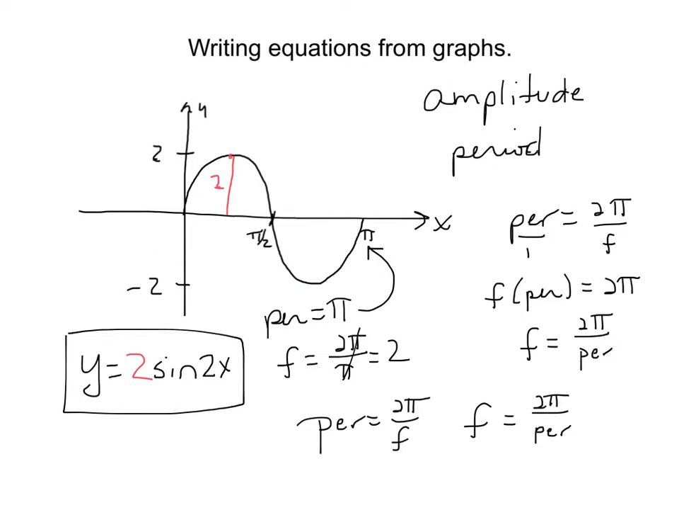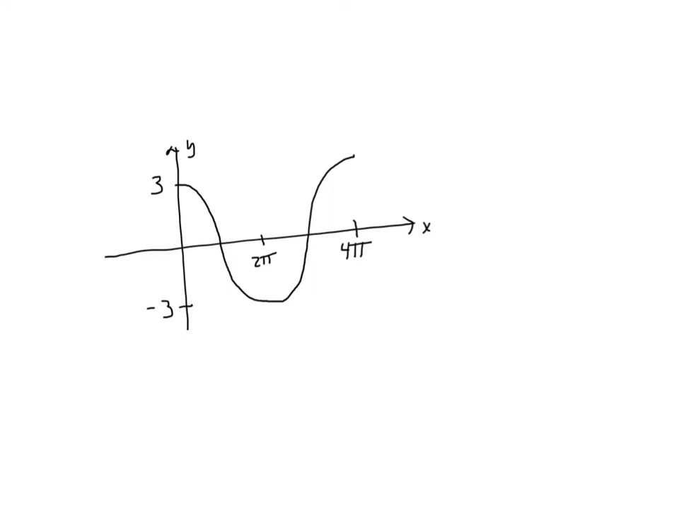Okay, let's try another one. Okay, so here we have another example. When I look at this, first thing I do is decide sine or cosine because of the nature of the oscillation. The fact that it does not go through the origin, but that it's starting high on the axis tells me that this is the cosine curve.